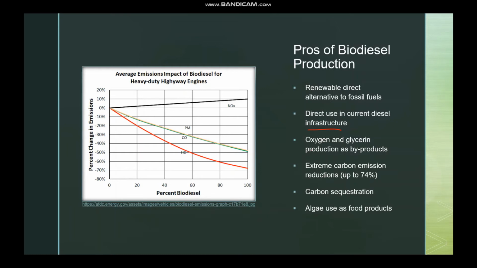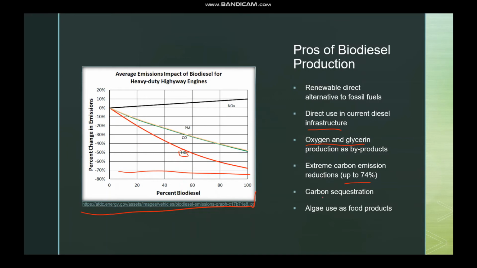Another great thing about it is that oxygen and glycerin are byproducts, which are both extremely useful, right? I mean, we use oxygen to breathe, and glycerin is used in many, many products. It also has extreme carbon emission reductions compared to normal diesel combustion, which comes up to 74%. You can see on this graph, it's a negative 70-ish% for your hydrocarbons productions, which is a large portion of emissions and basically all the bad stuff that's coming out of your tailpipe.